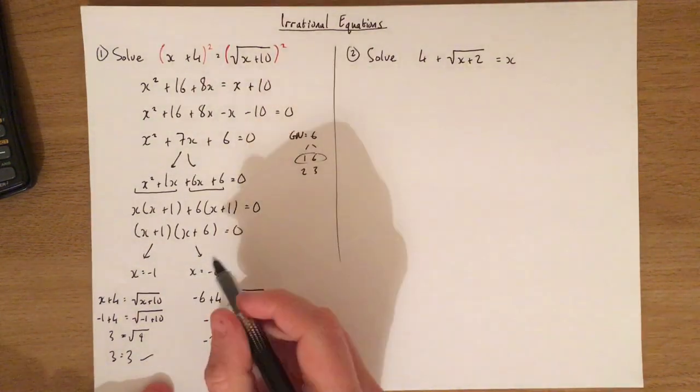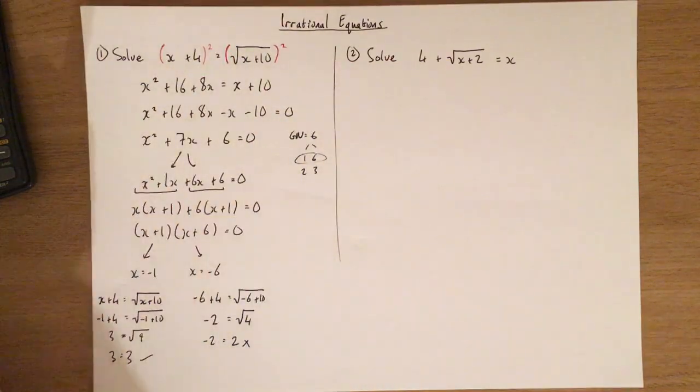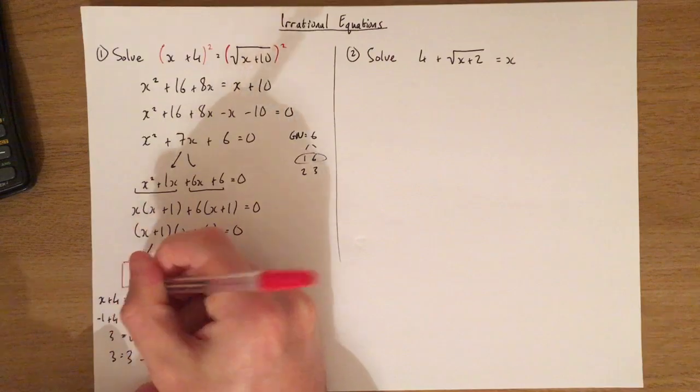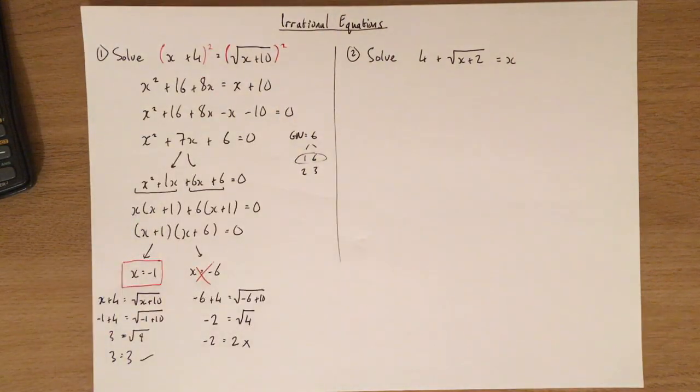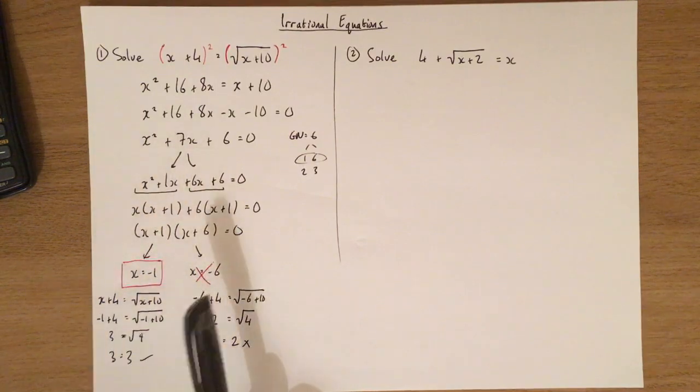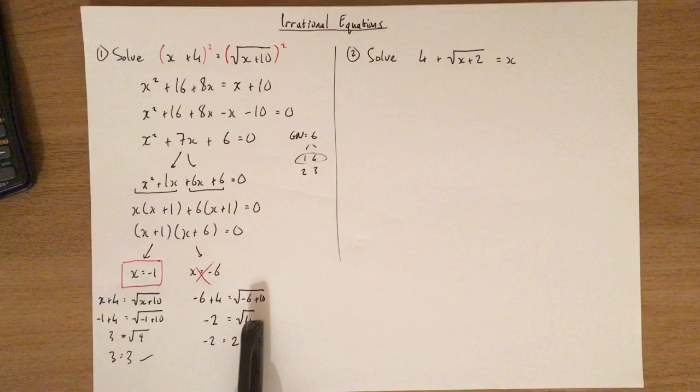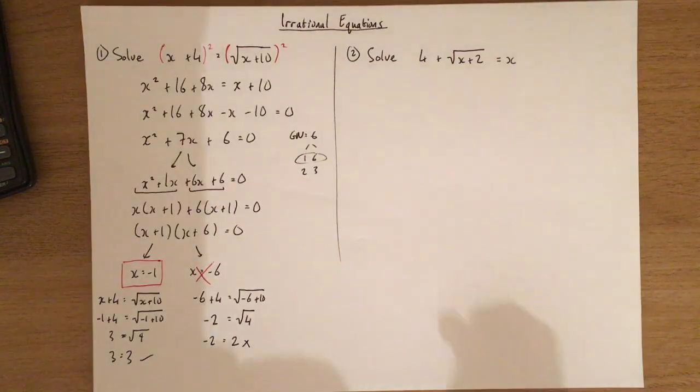So minus 6 does not work as a solution. So x is equal to minus 1 is the only solution. Okay, and that will happen with these. One solution will work, one will not. And like I said, just don't forget, the square root of 4, we're just going to consider the positive case when we're checking these.